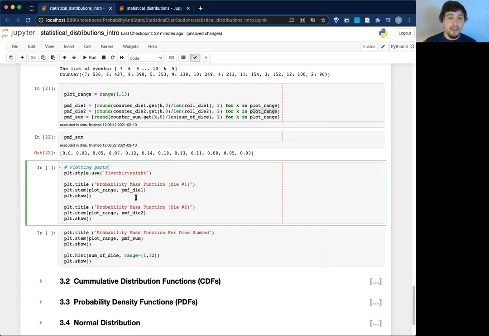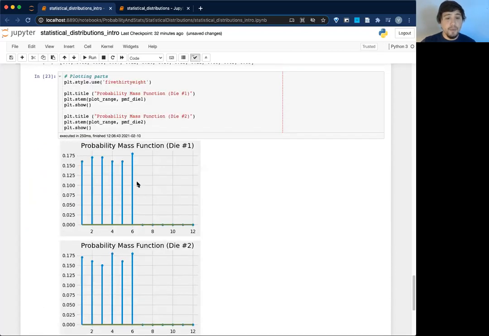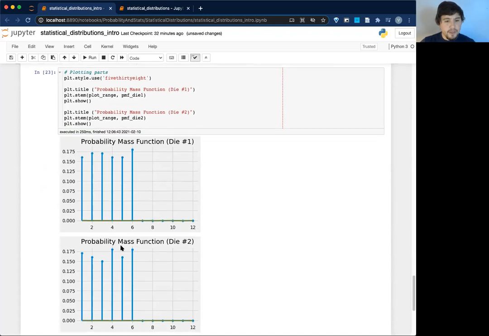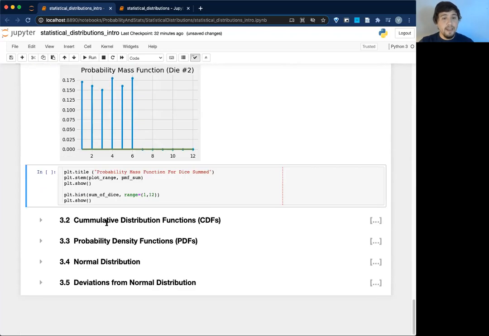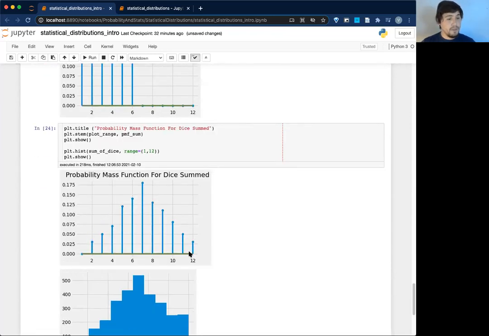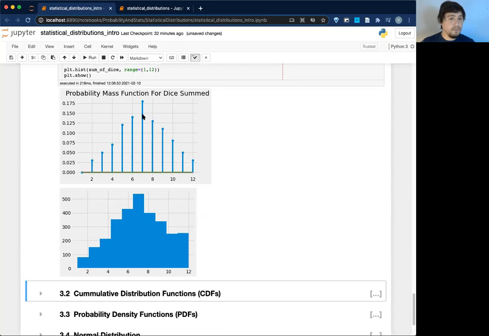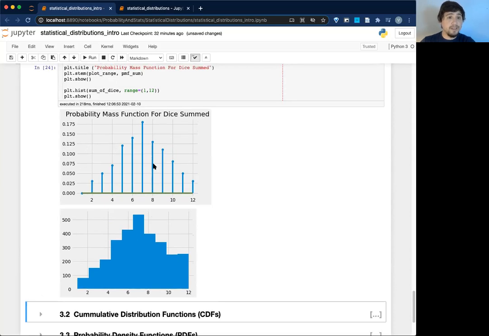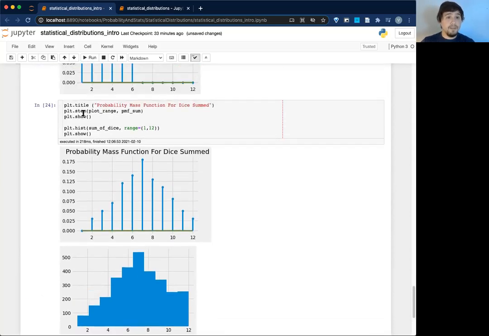If I plot this out now, you can see this is die number 1, and it's about evenly distributed. Die number 2 is similarly even. And then for the sum of dice, you can see this nice little normal distribution, and the most common value is 7, right? I did two different plots: the PMF, like the graph I showed you, and what looks like a histogram right here. Note that this is a histogram, and this right here is technically a PMF. To plot this, we can use plot.stem.